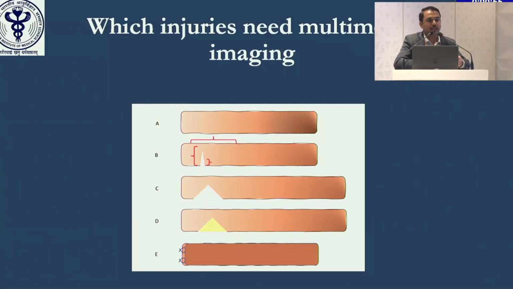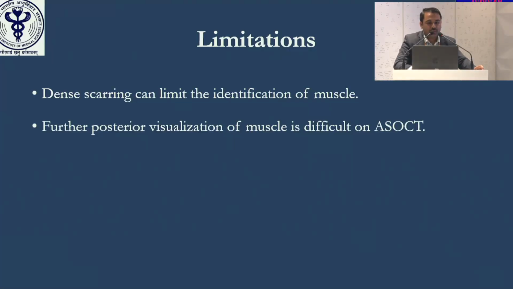So that's why you need to plicate and advance the muscle. That's how you can improve the strength and infraduction. This is the fourth article which we published. The limitation is that whenever there's dense scarring, you won't be able to see. That is one of the major limitations of AS-OCT.